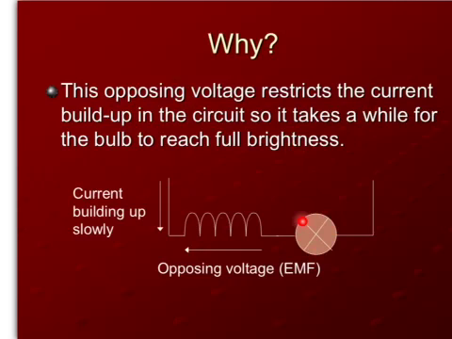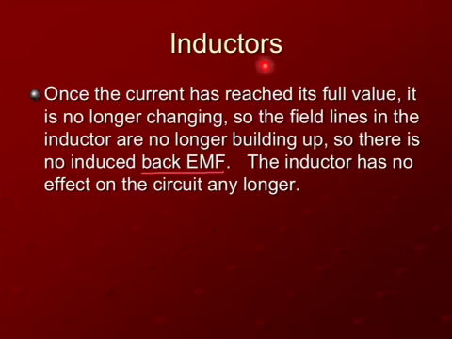Inductors again. Once the current has reached its full value, it is no longer changing, so the field lines in the inductor are no longer building up. It has reached its maximum. So there is no induced back EMF, or the opposing voltage we were talking about. It's just another name for it. The inductor has no effect on the circuit any longer.